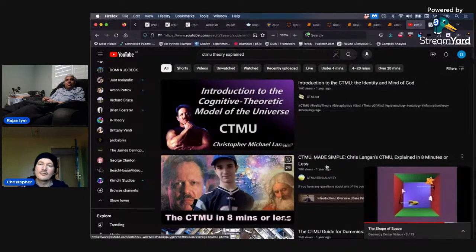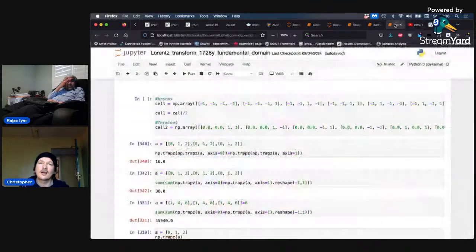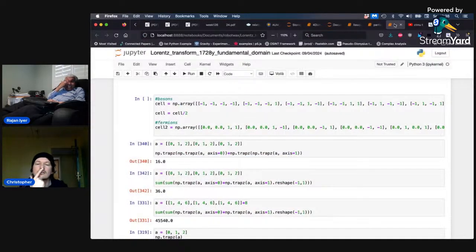And he's got a lot of the Cognitive-Theoretic Model of the Universe. Yeah, check that out. He seems to be bringing consciousness into it, like it says right there, cognitive theoretic model of the universe. And it's probably the best model.